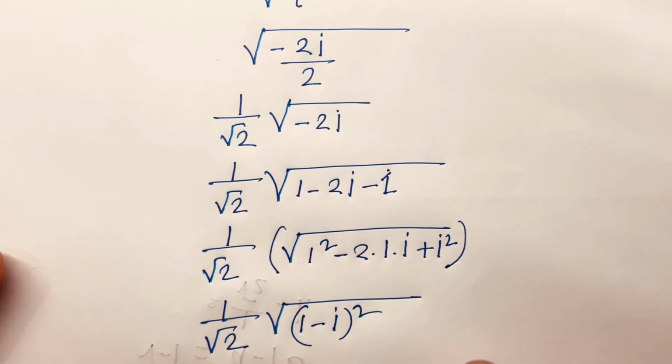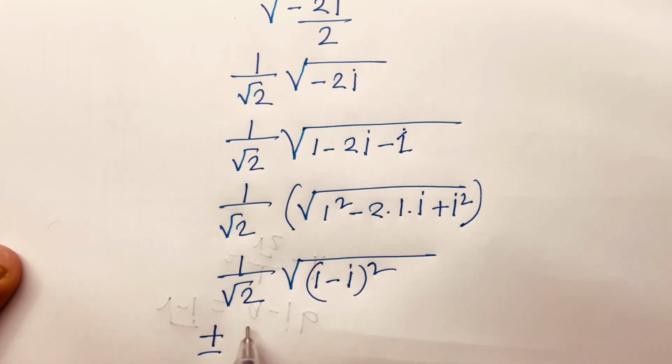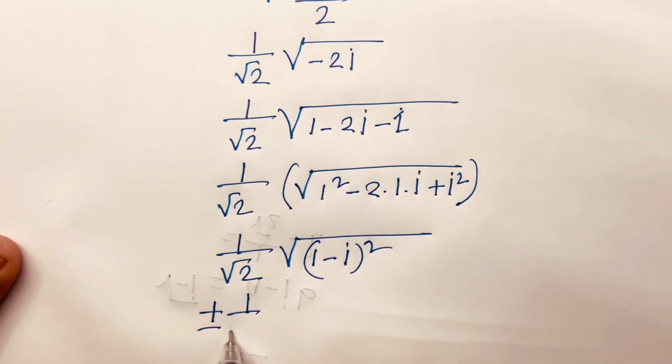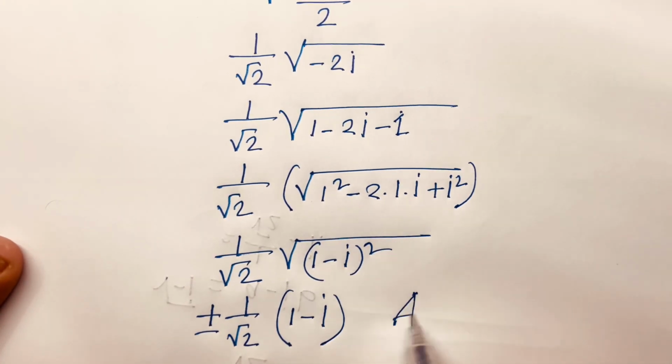That is a square minus 2ab plus b square. Then the square root cancels, so we find plus minus 1 over square root 2 times (1 minus i). So this is our other answer.